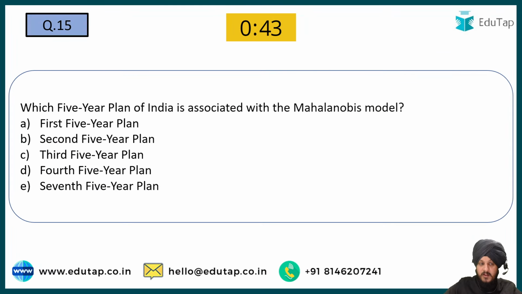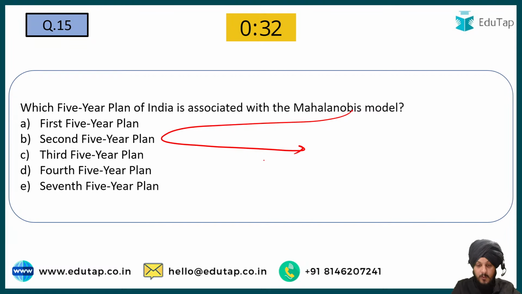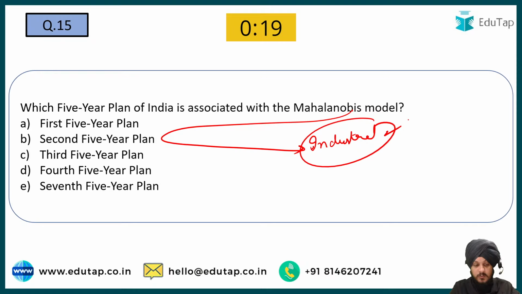So let us move on to question number 15. Which 5-year plan of India is associated with Mahalanobis model? ये तो इजी सा क्वेश्चन है यार, ठीक है, इकोनॉमिक्स में पढ़ा होगा. Mahalanobis model कौन सा है? सेकंड 5-year plan. And what did it deal with? It basically worked primarily in the direction of promotion of what? जल्दी से बोल दो. Promotion of industrialization, right? This is what it did. So B is going to be the correct answer to this question.